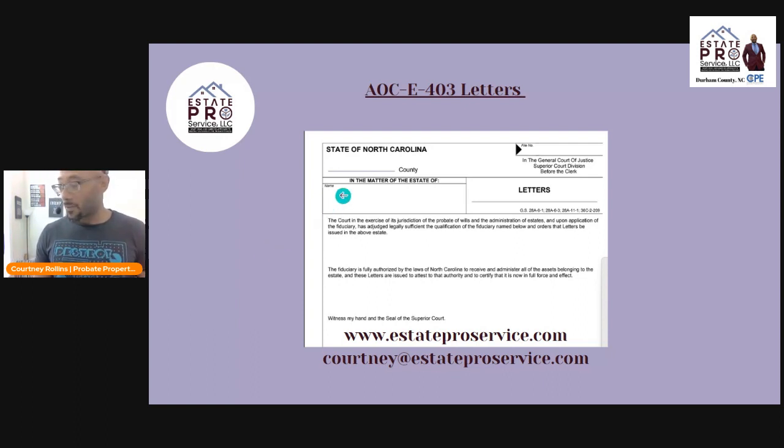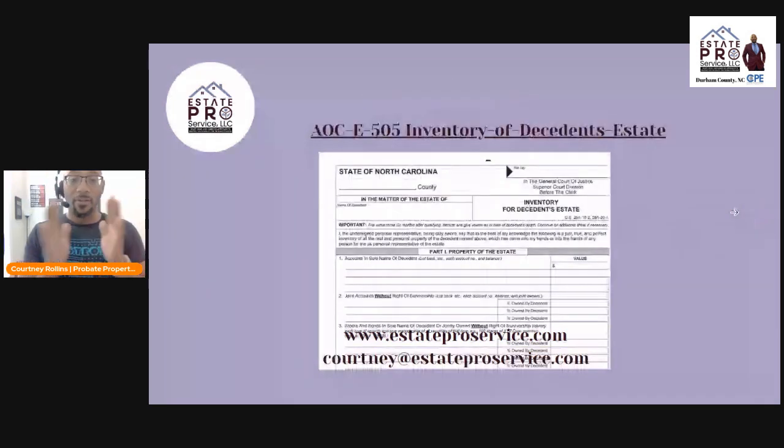And then there's the inventory. The inventory is AOC-E 505. It can be pretty challenging because you have to document every single asset or every single property that is part of the estate, along with some verifiable document that shows the value of that particular property. And you have 3 months from the opening to get it complete. This is one of the more challenging parts.